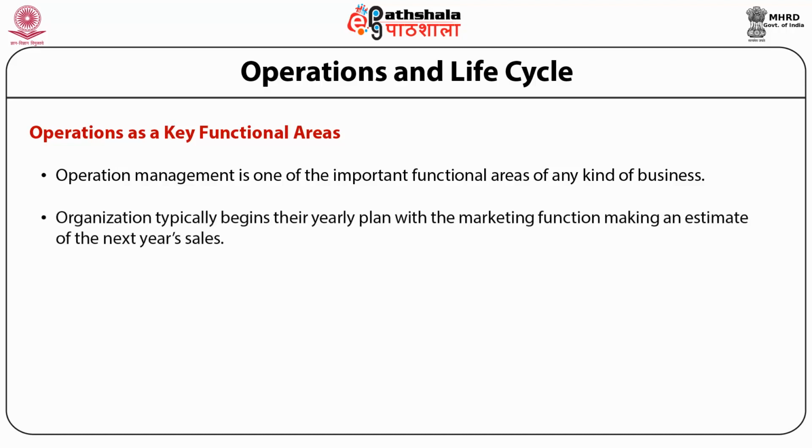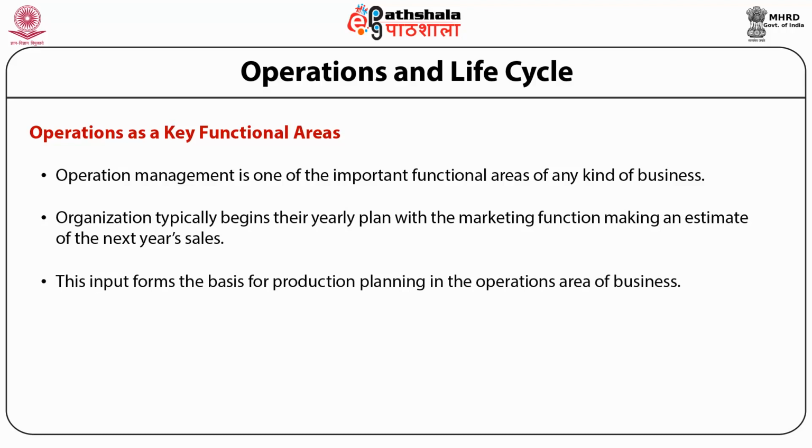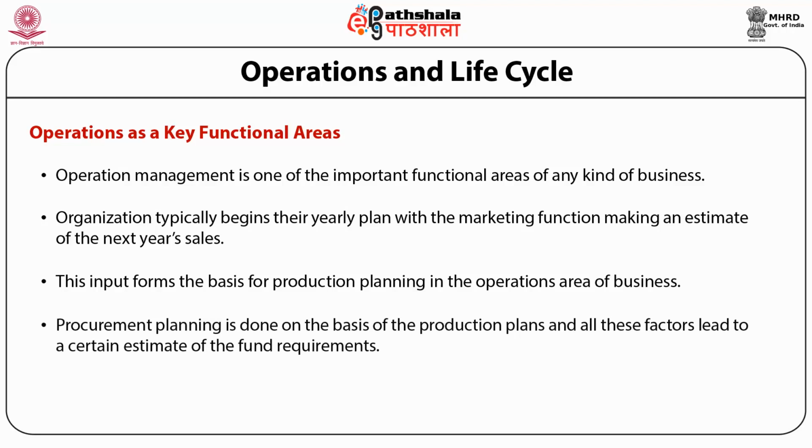Organizations typically begin their yearly plan with the marketing function making an estimate of next year's sales. This input forms the basis of production planning in the operations area of the business. Procurement planning is done on the basis of the production plan, and all these factors lead to a certain estimate of the funds requirement. This forms an important input for the finance function.